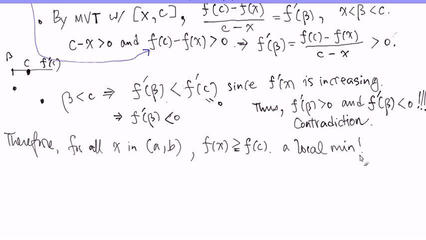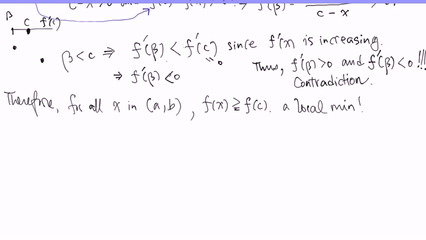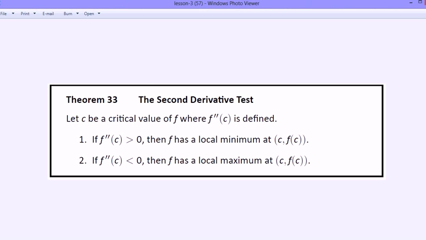Any question about the logic? Some detail? We can only approach this one theoretically because we assume something that cannot happen, carry out the logic, and run into a contradiction. So here is the second derivative test again. Did we prove both parts?